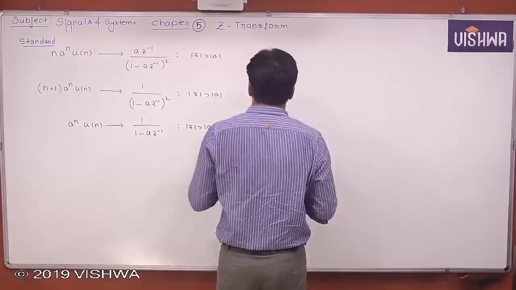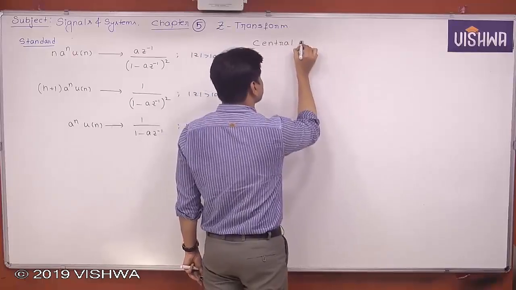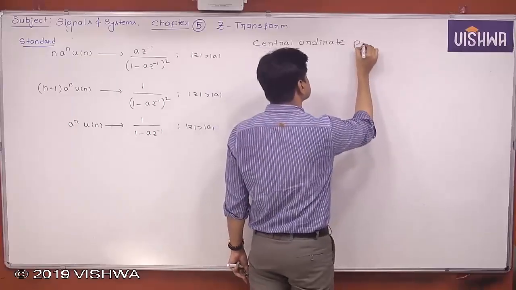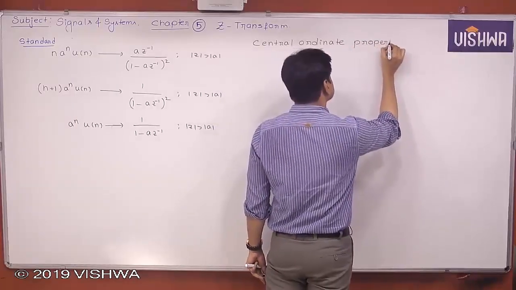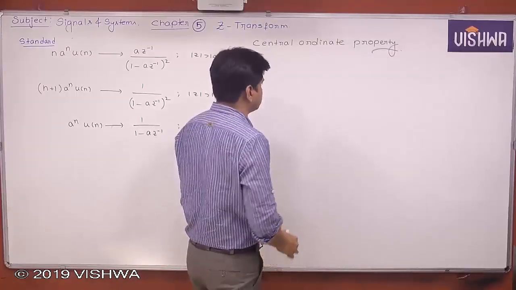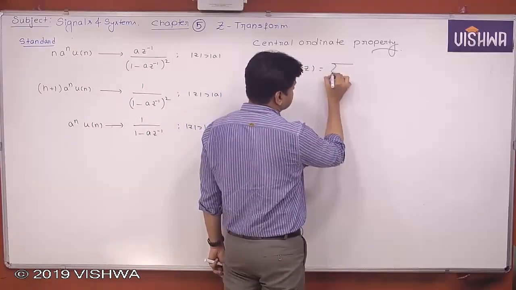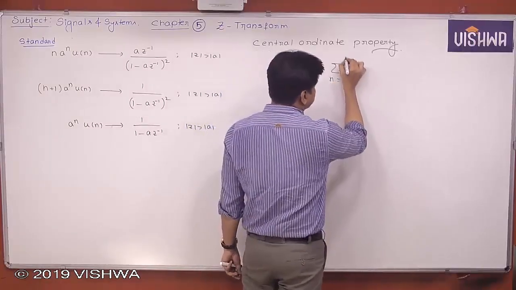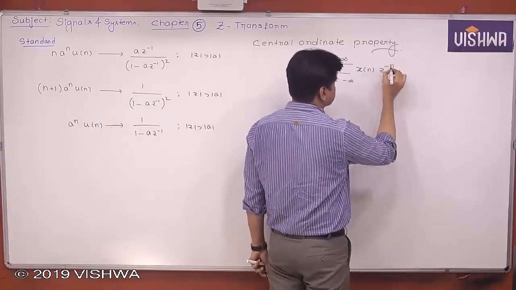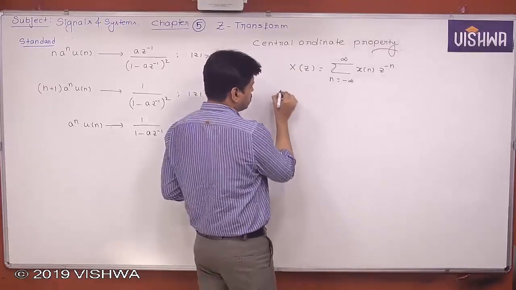Let's see a property which is the central ordinate property. What is the central ordinate property? Try to understand. We know X of z is the summation n is equal to minus infinity to infinity x of n z power minus n, at z is equal to 1.